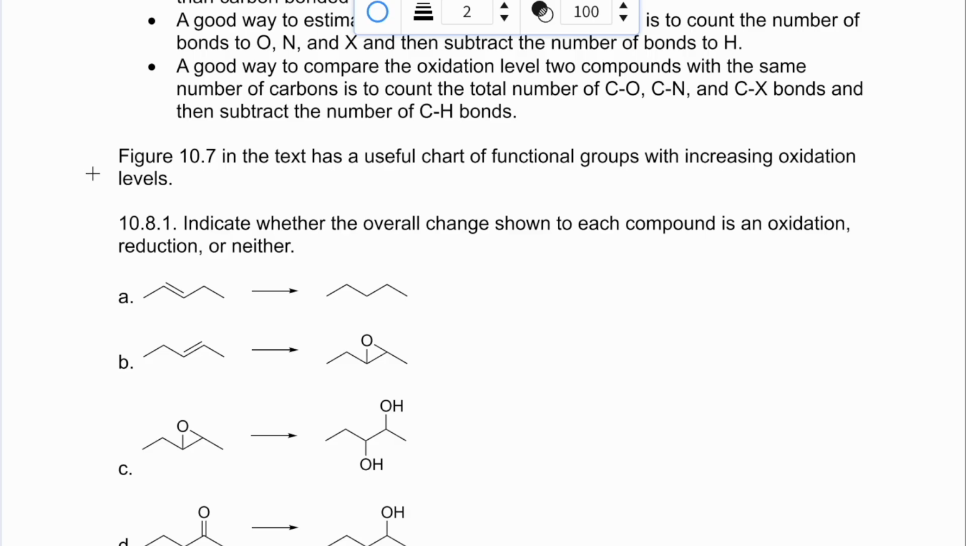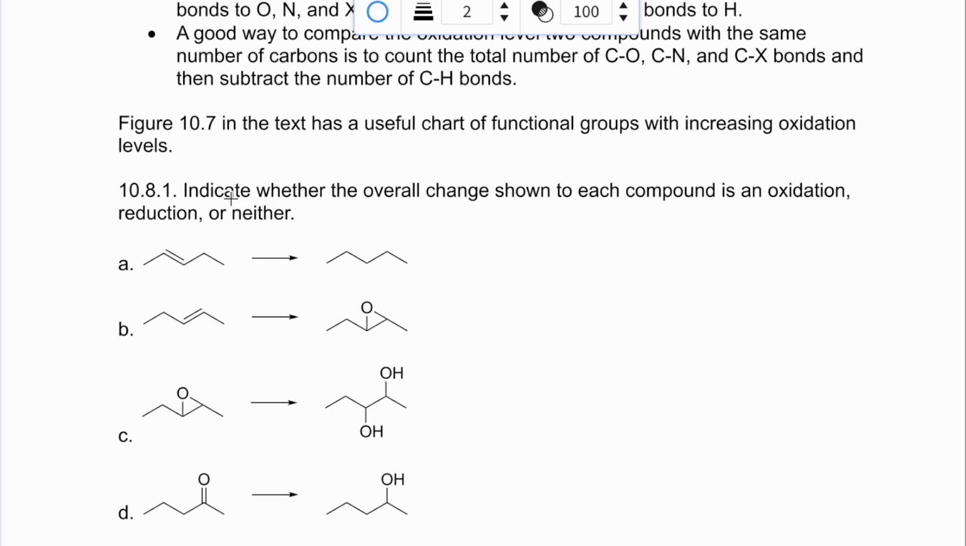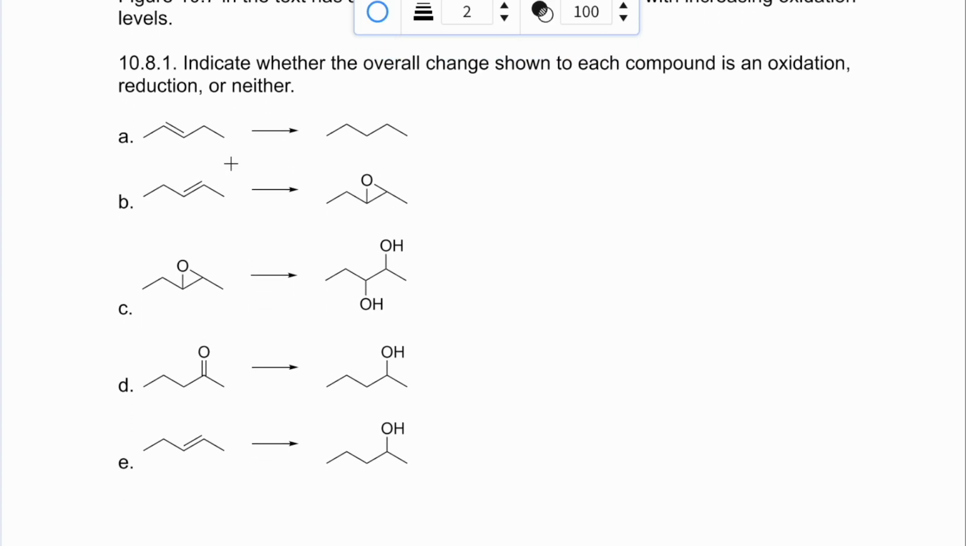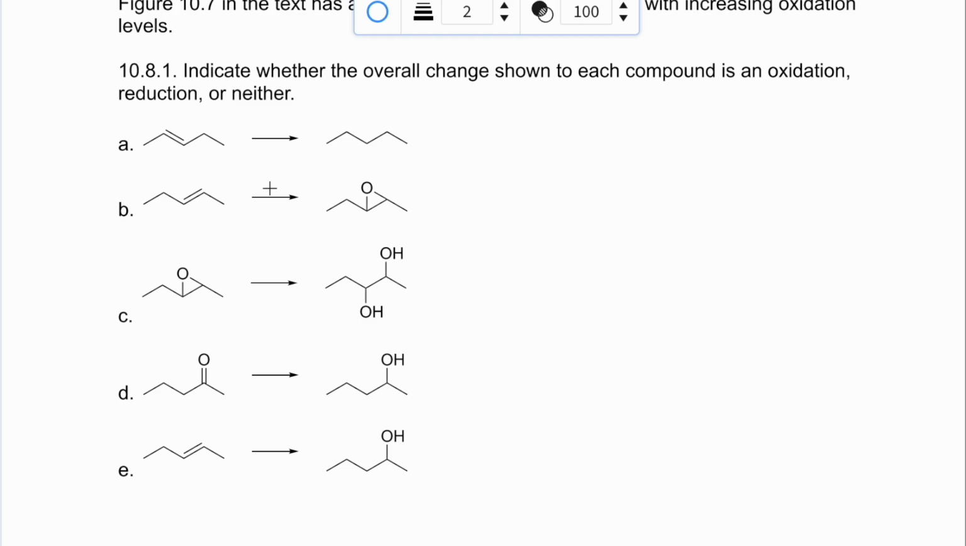And then I encourage you to look at figure 10.7 in the text. It has a list of different functional groups, organizing them into a spectrum of which ones are more oxidized and which ones are less oxidized, meaning that they're more reduced. And I just have a few examples here. If you'd like to pause the video and take a look at the different number of carbon-oxygen bonds and carbon-hydrogen bonds, and figure out whether these are becoming more oxidized or more reduced, or whether there's no overall change in the oxidation state of the compound.